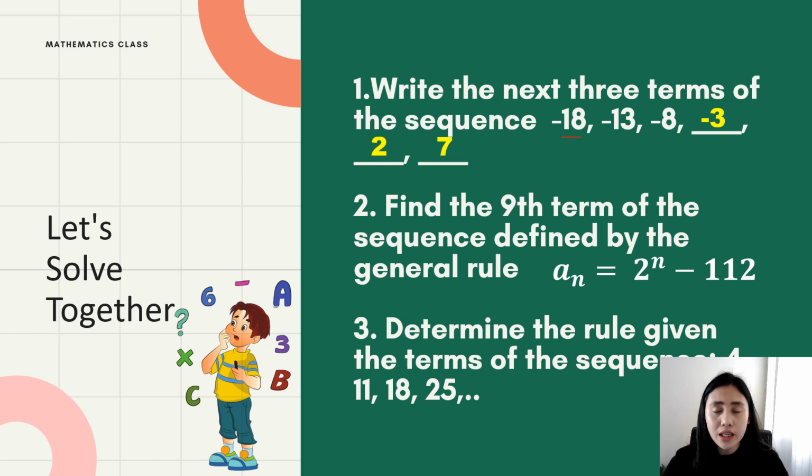From negative 18 down to negative 13, nagdagdag ng positive 5. Negative 18 plus 5 is negative 13. Negative 13 plus 5 is negative 8. Negative 8 plus 5 is negative 3. And negative 3 plus 5 is positive 2. And lastly, 2 plus 5 is equal to positive 7.